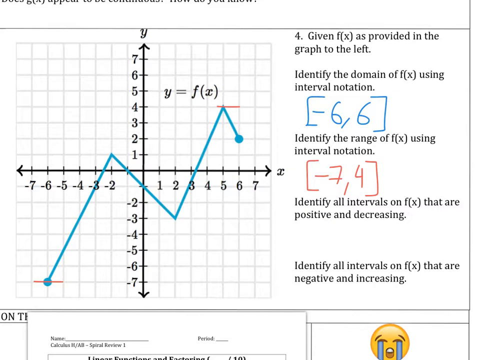Now intervals that are positive, okay, so that means above the x-axis, and decreasing, that means we've got a negative slope. The places on here that are positive, I'm going to color in with red. And then places that are decreasing, I'm going to highlight with blue. So decreasing.